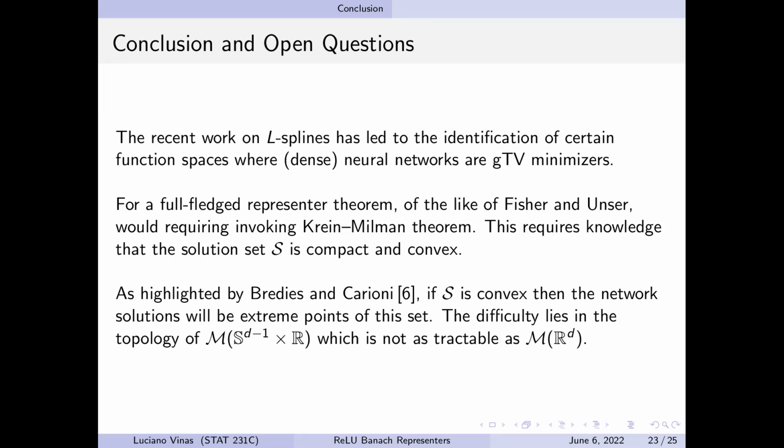The difficulty lies in that it's not easy to show that the solution set is compact and convex for these Radon measures on the unit ball times the real numbers. The topology on this space is just not as tractable as Radon measures on R^d. So that's where the main difficulty lies. But if you could somehow get around that with some assumptions, you would then promote this representer-like theorem to a full-fledged representer theorem. And that's it, thank you.